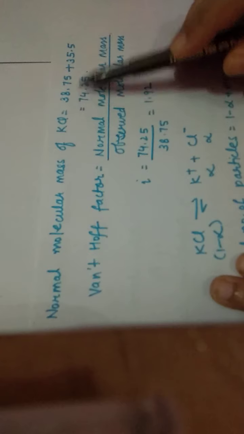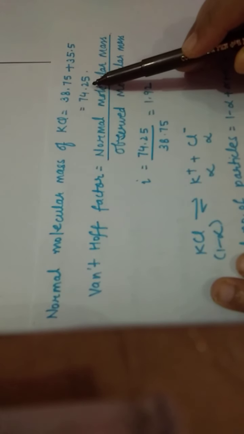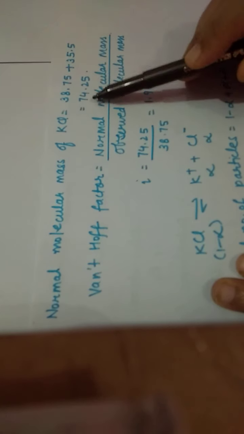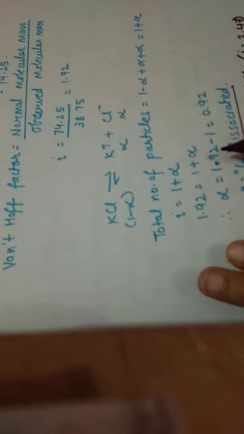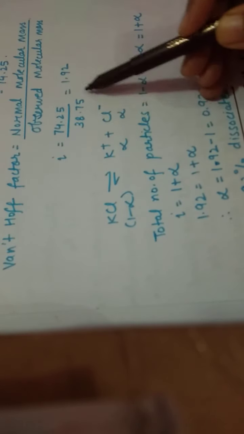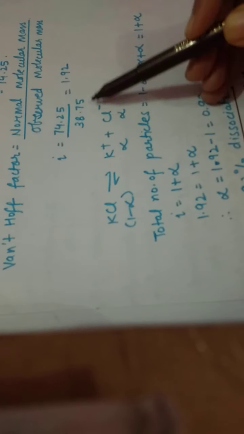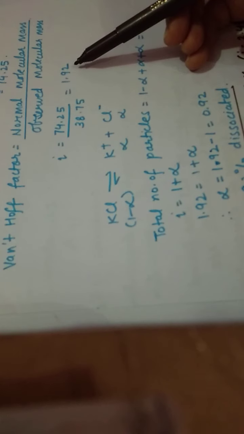Now what is the normal molecular mass of KCl? For potassium it is 38.75 and for chlorine it is 35.5. So the normal molar mass of KCl is 74.25. So what is the value of Van't Hoff factor? Van't Hoff factor is normal molecular mass upon observed molecular mass. So the normal molecular mass is 74.25 and the observed molecular mass is 38.75. So it is coming out to be 1.92.